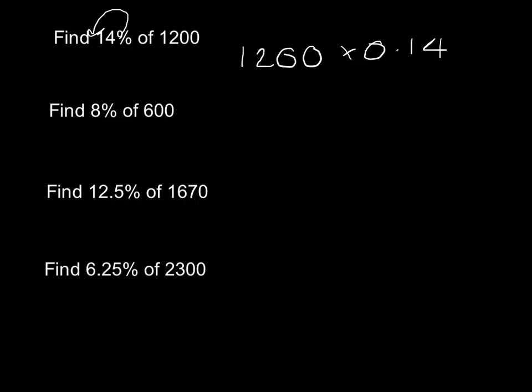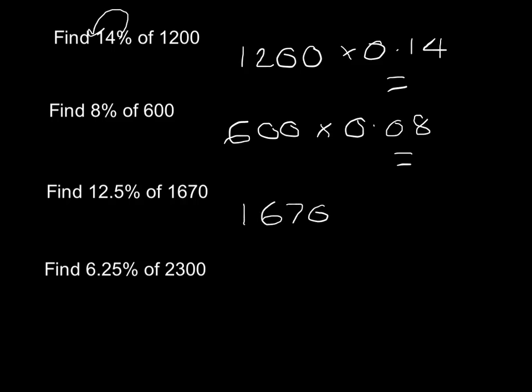I'll put the answers in a moment. I'll show you the working out for each question. So 8% of 600, so 600 times the decimal equivalent for 8%, which is 0.08. Find 12.5% of 1670, so 1670 times 0.125. Again, just look at that point moving two places, 0.125.